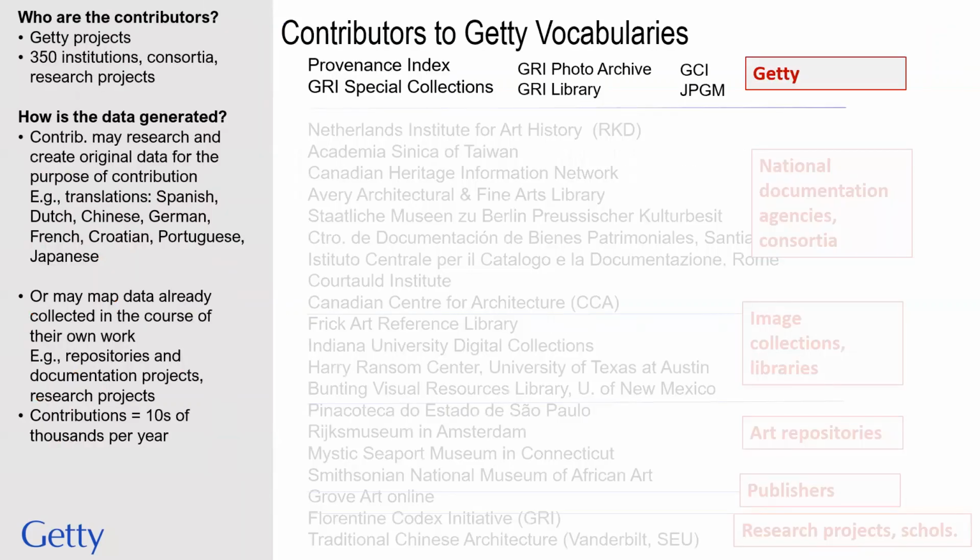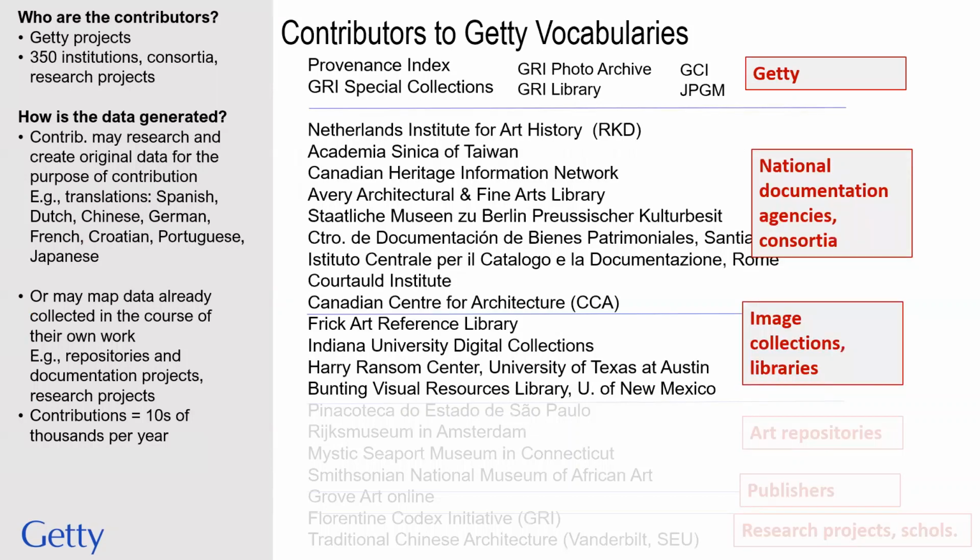Who are the contributors? There are various Getty projects, such as the Provenance Index and special collections, but also national documentation agencies and consortia, such as the RKD or Academia Sinica in Taiwan, and image collections, such as the Frick Reference Library and Indiana University Digital Collections. These are departments that are already collecting this authority data as they do their work. But there are also projects making translations, for example, specifically for contribution to the Getty vocabularies. That includes translations in Spanish, Dutch, Chinese, German, French, Croatian, Portuguese, Japanese, maybe Turkish.